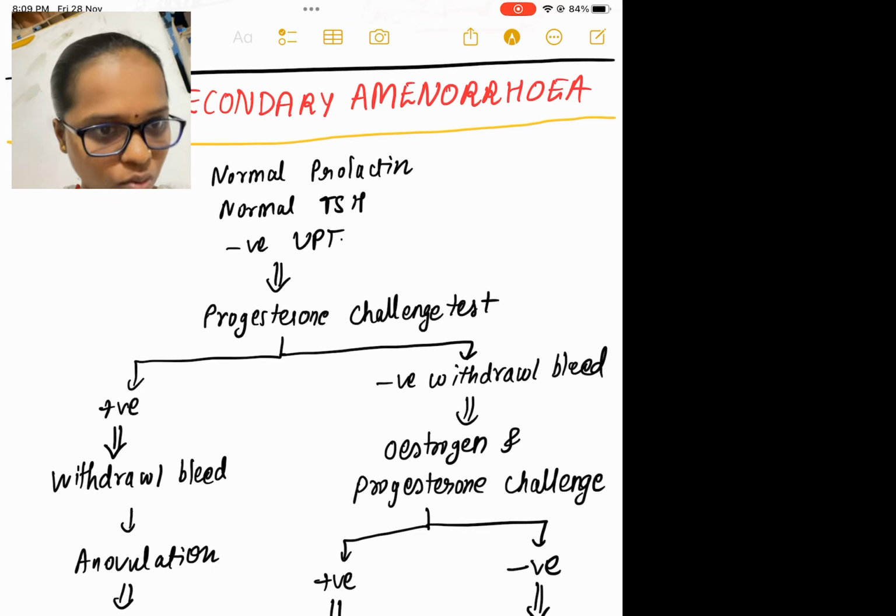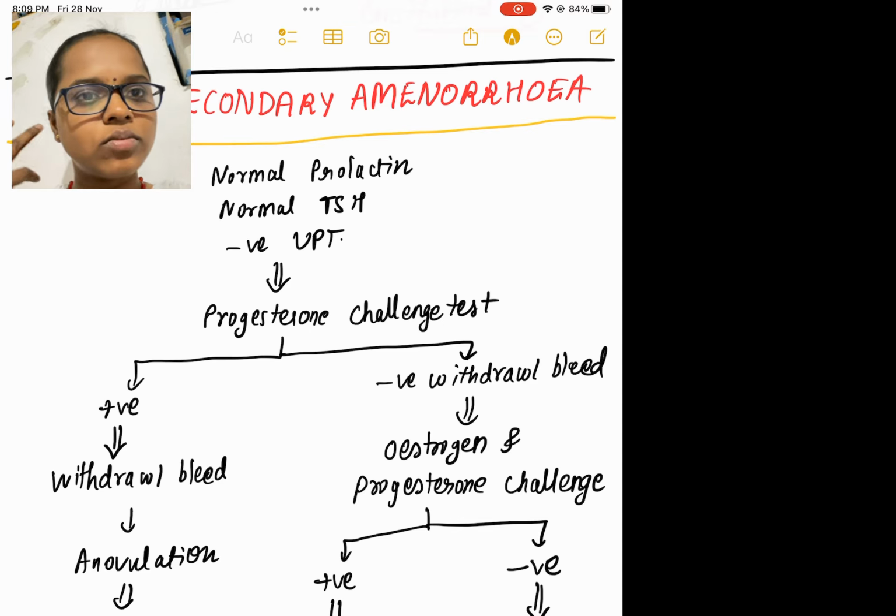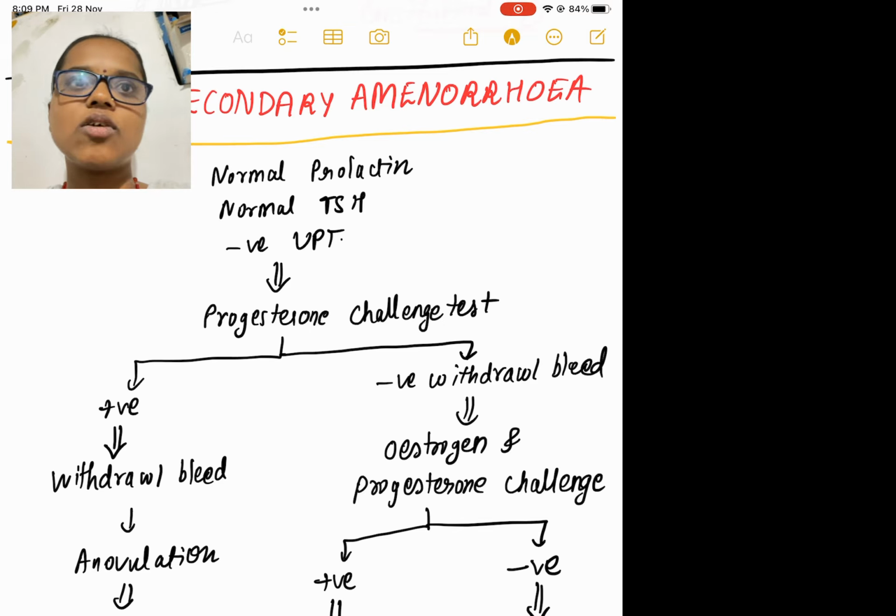If there is no disease and the CT pituitary is normal, then the problem lies within the hypothalamus. The hypothalamus is not producing GnRH, so the pituitary is not functioning, and that's why FSH and LH are not coming. If FSH and LH are high, I already told you it is an ovarian failure. This is in brief about secondary amenorrhea. Thank you so much.